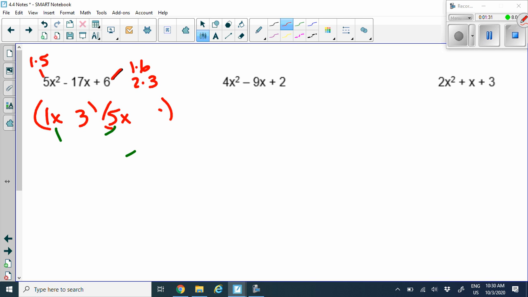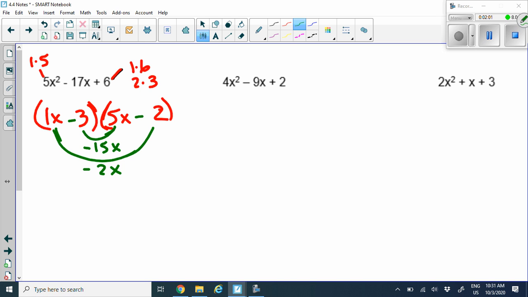So now I have 3 in the front, 2 in the back. Okay, do 5 and 3, which gives me 15x. 1x and 2, which gives me 2x. Okay, if we added or subtracted these, would this give me a 17x? Yes, it would. Okay, so we know if we have both of these negatives, so negative 15 and negative 2, that will give me a negative 17 in the middle.